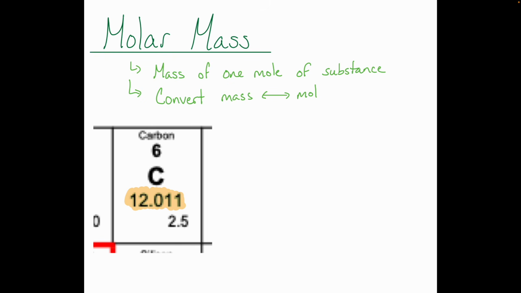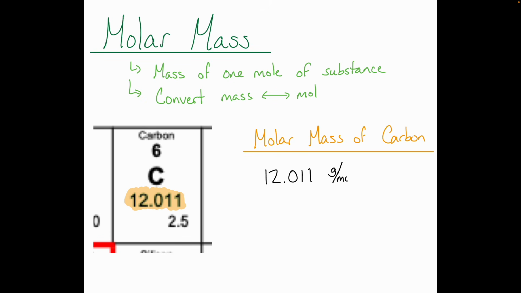So the molar mass of carbon is 12.011. And our units for molar mass are grams per mole. This is an important sticking point. It's not just grams, it's not just moles, it's grams per mole. That's what that number means. So we're going to highlight and make a note so we don't forget. This is always the units for molar mass.